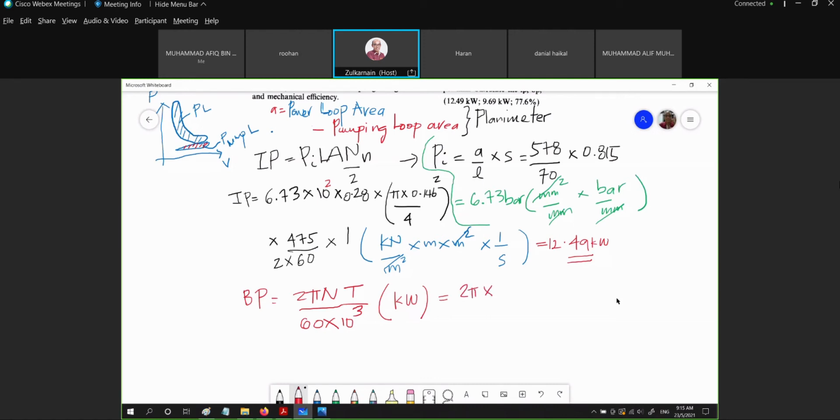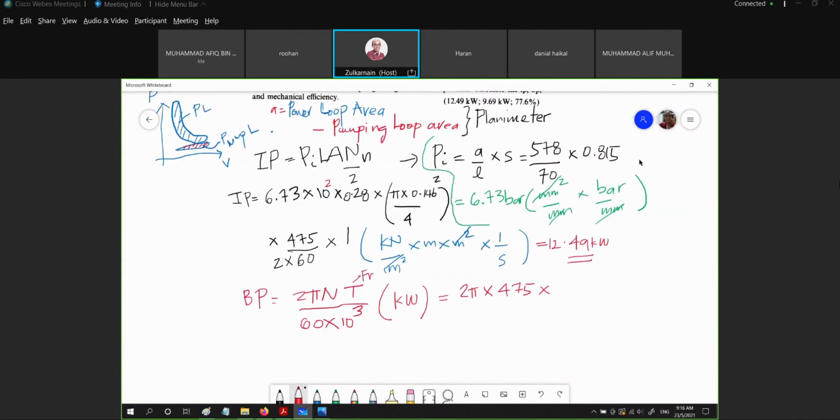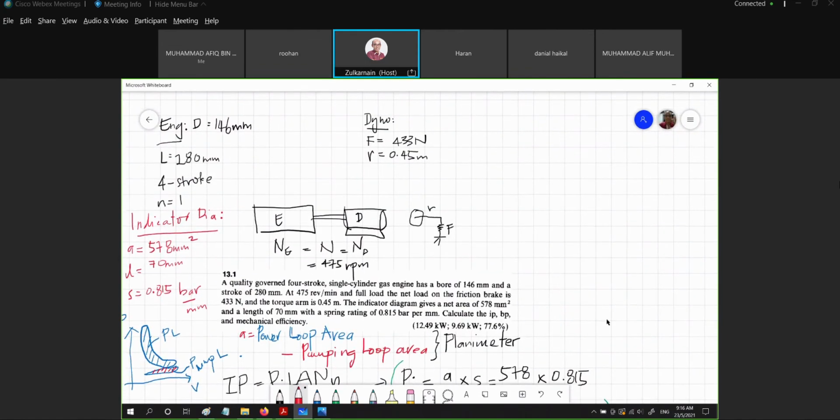What is our N? Our N is 475. Our torque is F times R. Okay, so this torque is FR. I forgot the basic formula. Tak apa. Understand? Torque is F times R. So what is our F? Our F given right here is 433.